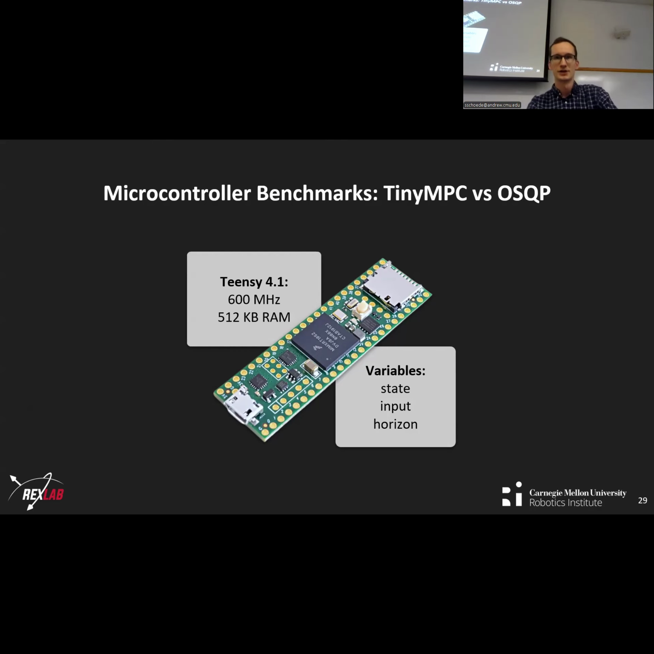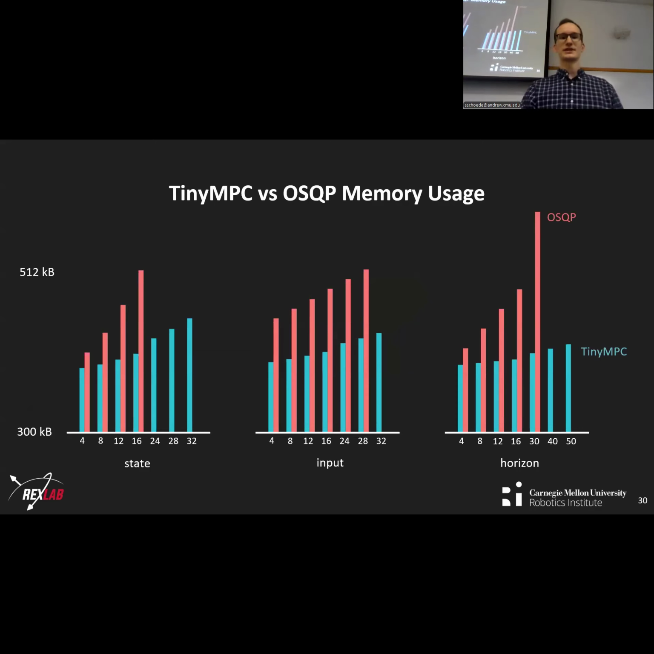And we're varying the state input and horizon, so we have a few different plots. But this is what it looks like for the memory results. OSQP obviously uses a lot more memory than TinyMPC. It makes sense. It's not built to specifically solve this problem, and TinyMPC is, so it's able to make more efficient use of its memory. And we can see that OSQP is violating the memory constraints of the microcontroller at a horizon of around 30, while TinyMPC clearly can store much larger problems.